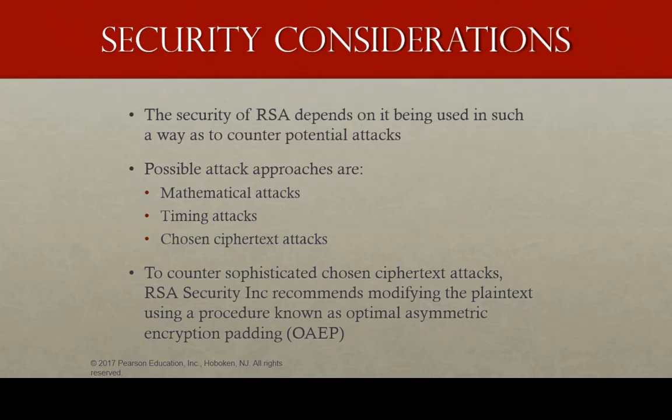Security considerations. The security of RSA depends on it being used in such a way as to counter potential attacks. Four possible attack approaches are as follows. Mathematical attacks. There are several approaches, all equivalent in effort to factoring the product of two primes. The defense against mathematical attacks is to use a large key size.